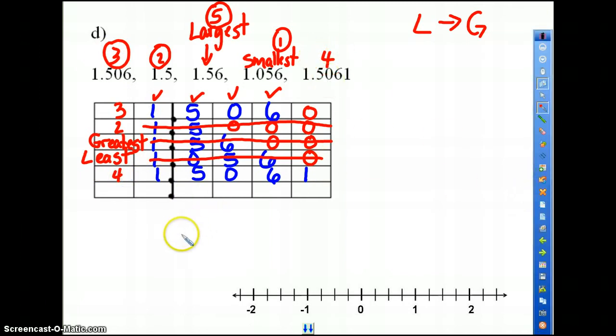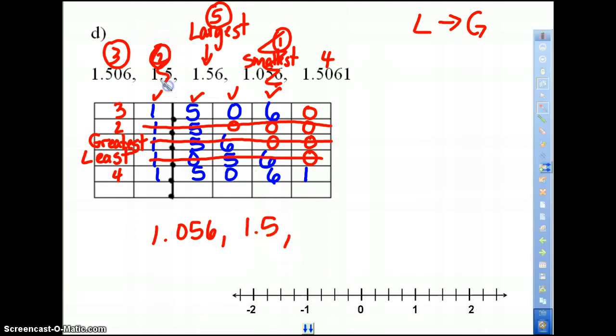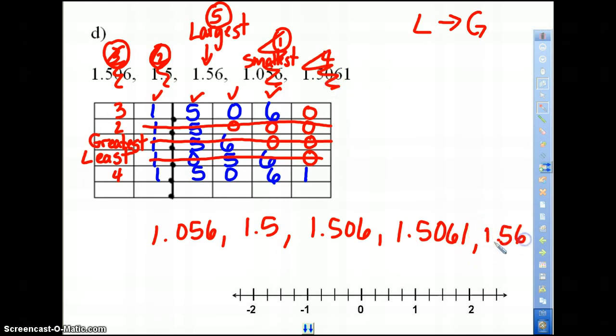All right, our smallest was 1.056. Then number 2 was 1.5. Our third one was 1.506. Our fourth one was 1.5061. And our greatest one was 1.56.